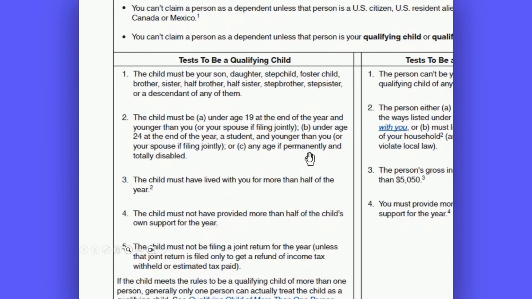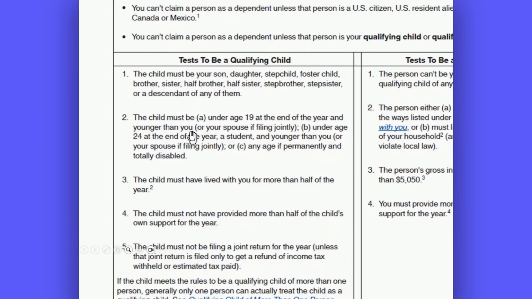In order to be a qualifying child, the child must be your son, your daughter, stepchild, foster child, brother, sister, half brother, half sister, stepbrother, stepsister, or a descendant of any of them. So remember, I said it's not quite as simple as it seems. So a qualifying child does not necessarily even have to be your child. It could be your brother or your sister, or it could be your niece or your nephew. And of course, it could be your actual child in one form or another. But that's the first test, is they have to be in one of those categories.